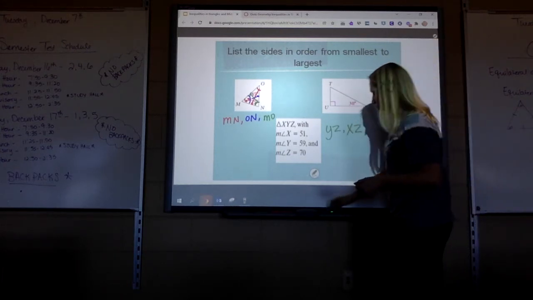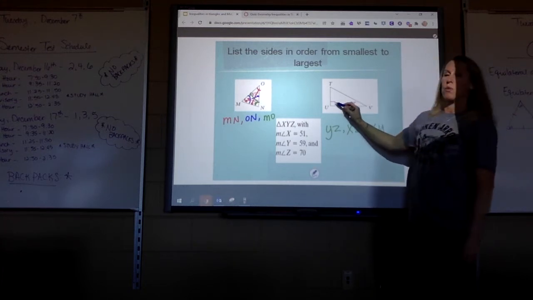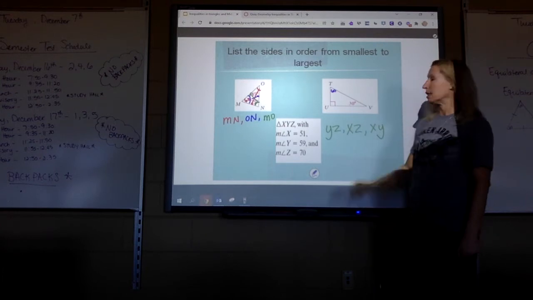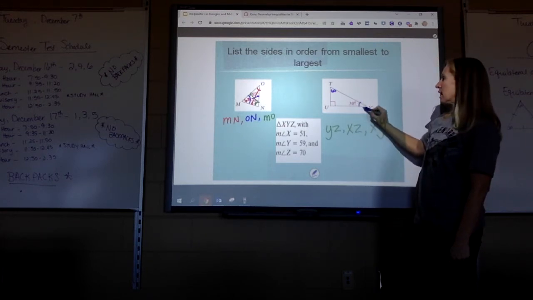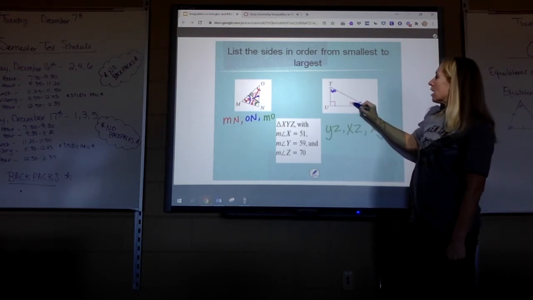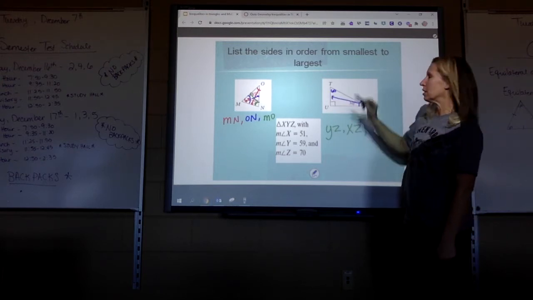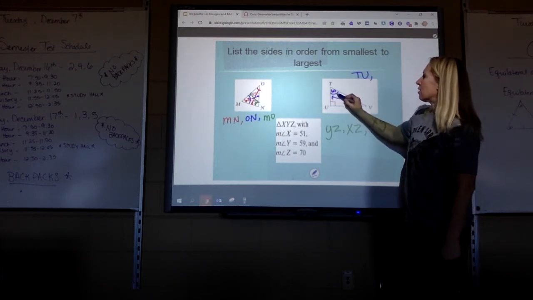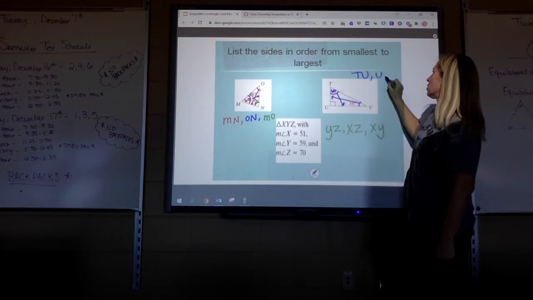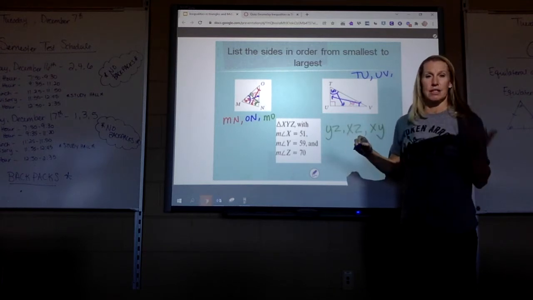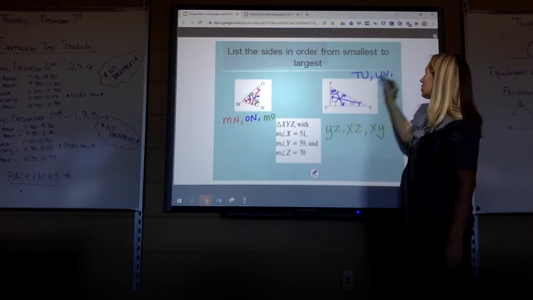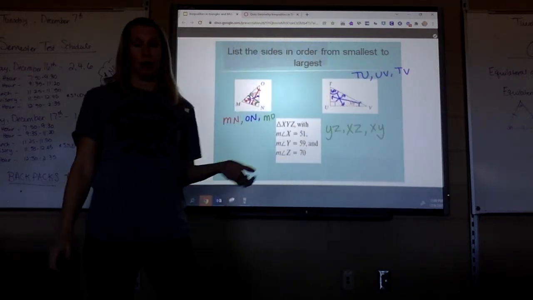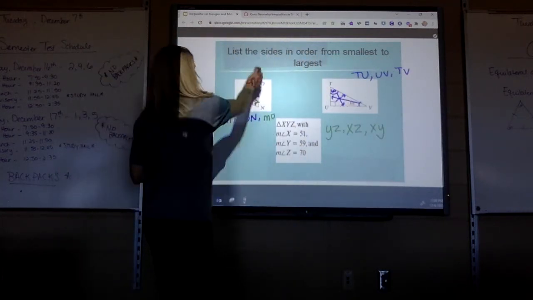Okay, let's look at one more up here. If I do 180 minus 90 and 30, I get 60. So your smallest angle is 30 degrees, angle V. What are the other two letters? TU. The second smallest angle is T. Other two letters, UV. The biggest angle is 90 degrees. The other two letters are TV. So hopefully that helps on doing the sides in order from smallest to biggest.